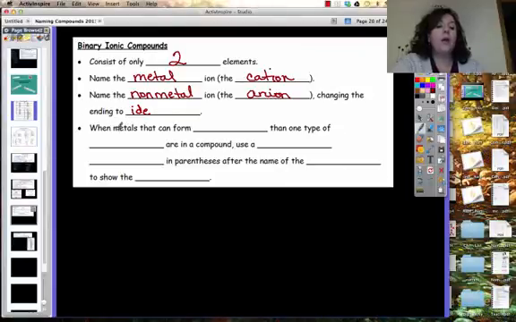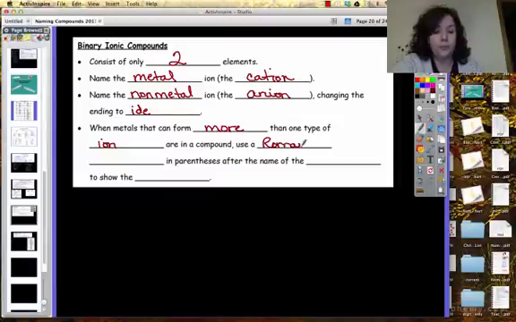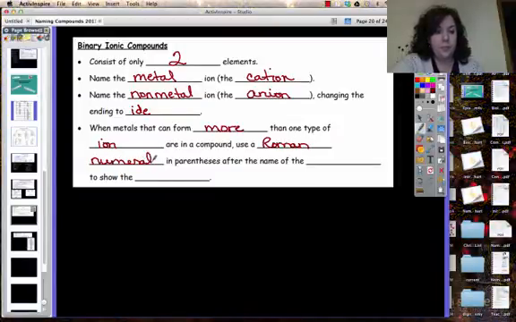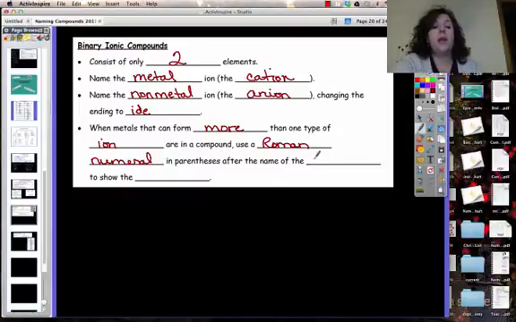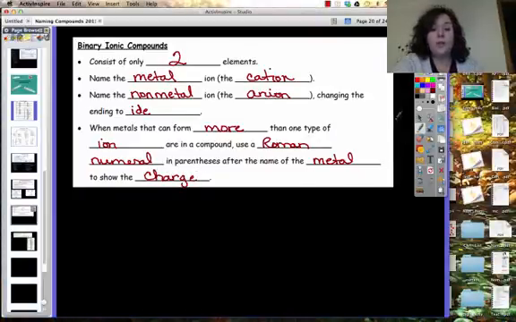When metals that can form more than one type of ion are in a compound, we use a Roman numeral in parentheses after the name of the metal to show the charge. So let's look at some examples of how to do that.